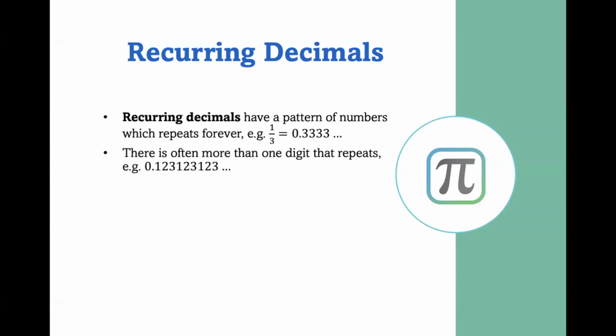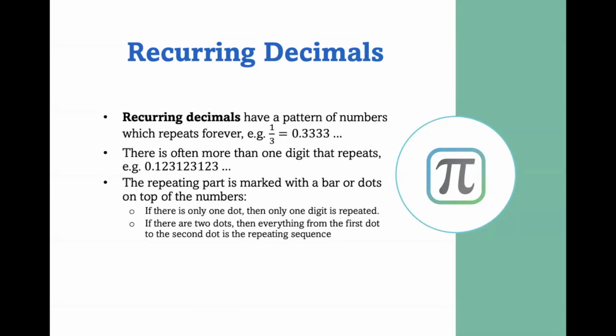Often with recurring decimals, more than one digit repeats. Here we have a sequence of 1, 2, 3 repeating over and over again. The notation used for this, so the repeating part is marked with a bar or dots on top of the numbers. And if dots are being used rather than a continuous line, if there is only one dot, then only one digit is repeated. If there are two dots, then everything from the number with the first dot to the number with the second dot is in the repeating sequence.